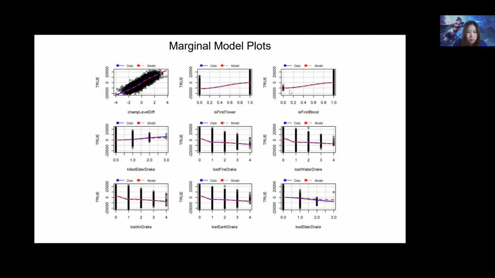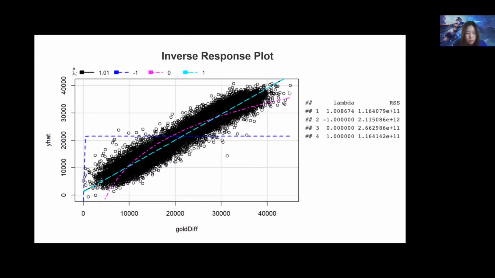After that, we select some of the marginal model plots. They clearly indicate the relationship between y and the predictor is similar to the relationship between y hat and the predictor. In order to get a fitted transformation, we also use the inverse response plot. We find the optimal value of lambda is close to 1, which indicates the current model is close to the best fit of our dataset.